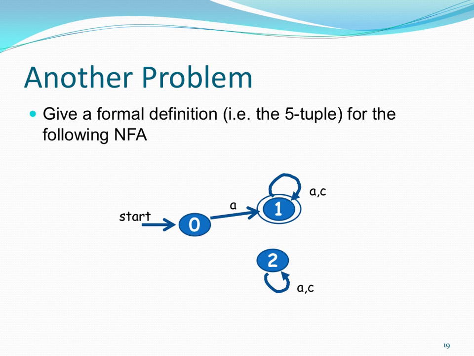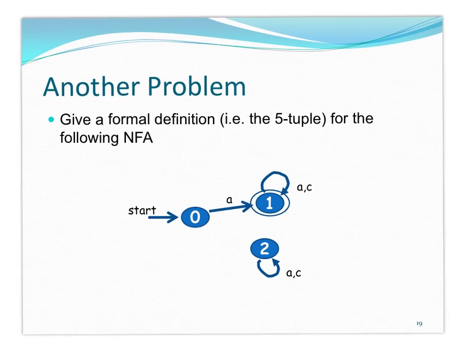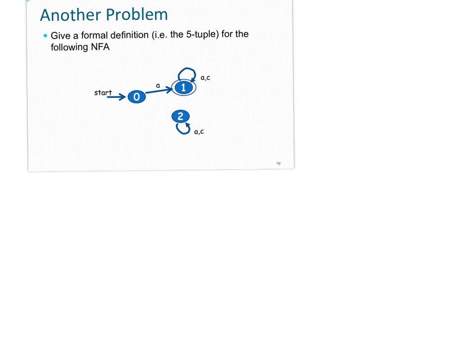Now, here's a perfectly reasonable NFA, and we're asked to give the 5-tuple for this NFA. Notice that state 2 is just out there. It's not going to do anything, but it exists, so we need to include it. And furthermore, it looks like we've just got the alphabet A, C. Since nobody told us any different, we will just assume that's our alphabet. So let's shrink this down a little bit so we have some room.